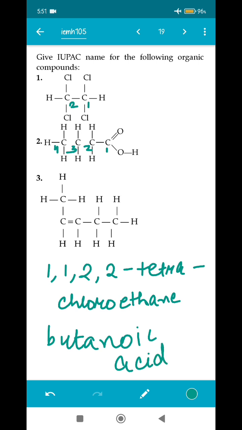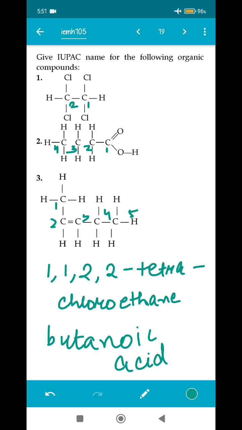The last one, as you can see, there is a double bond as well. So we are going to begin from the place where the double bond is going to get the first number. So 1, 2, 3, 4, 5. If we had started from the right hand side, then the double bonded carbon would get a higher number. We don't want that. We want the double bonded carbon to have a low number. That's why we began the numbering from the left hand side.